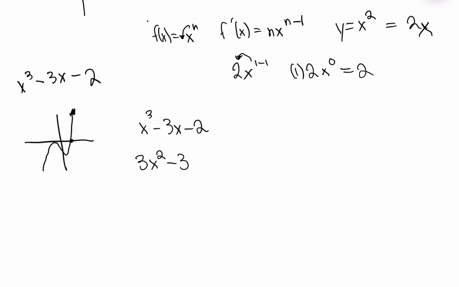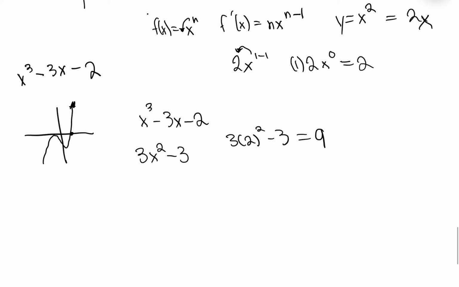All right. Now, to find out what the slope is of the line at x equals 2, you would plug 2 into the equation. You'd get 3 times 2 squared minus 3, which gives you 9. Now you might be asking, well, how do we get the equation of the line tangent to the point x equals 2? Well, this is where our good old trusty point-slope formula comes in.